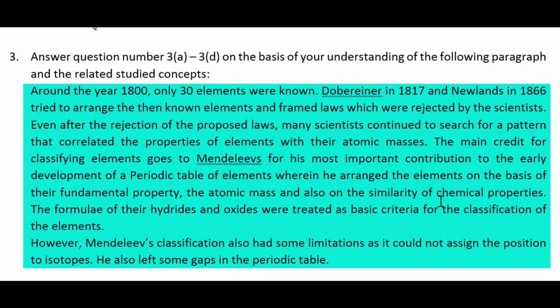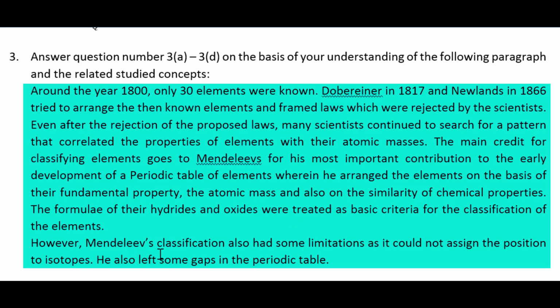The main credit for classifying elements goes to Mendeleev for his most important contribution to the early development of a periodic table of elements, wherein he arranged the elements on the basis of the fundamental property, the atomic mass. He classified the elements on the basis of atomic mass and also on the similarity of chemical properties. The formulas of their hydrides and oxides were treated as basic criteria for the classification of the elements. This is the basis of Mendeleev's classification.